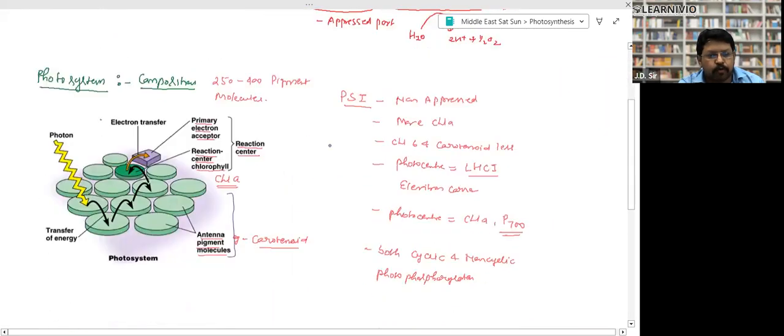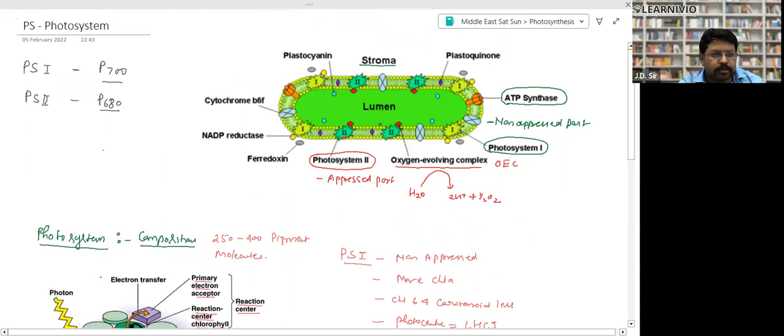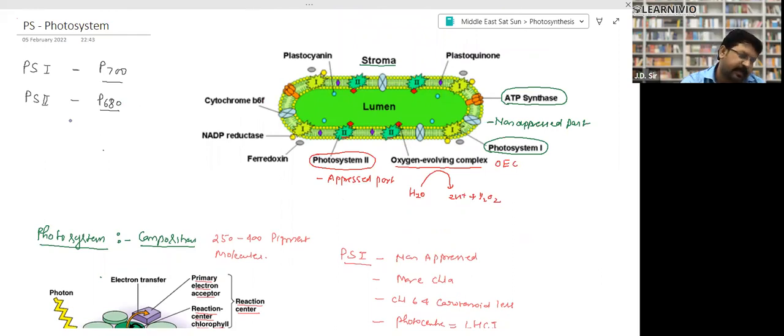Now there are two photosystems, photosystem 1 and photosystem 2. PS1 is called P700 and PS2 is called P680, right? Why is P700 called first? Because it was discovered first, and P680 was discovered later. That's why it is called PS2. Don't get confused. Now you can see that photosystem 1 is found in the non-appressed part, and photosystem 2 is found in the appressed part.